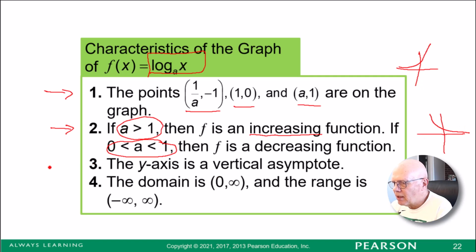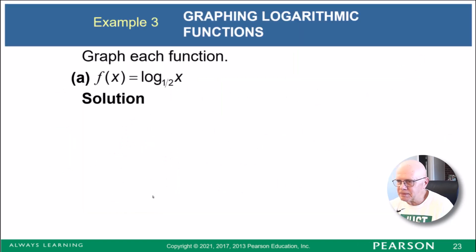Number 3, the y-axis is a vertical asymptote. As you can see, well, I guess my picture isn't too good. It's getting closer and closer to the y-axis on this one. And on this one, it's getting close to the x-axis. Horizontal asymptote. The domain is 0 to infinity, and the range is all real numbers, because you can have negative exponents, right? And logarithms are exponents.